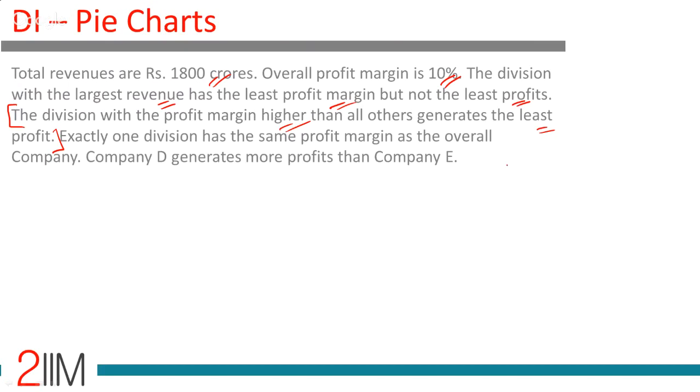That's very important. Exactly one division has the same profit margin as the overall company. Company D generates more profit than company E. And so, the bunch of data points. The most important point here is this one. The division with the profit margin higher than all others generates the least profit. That's important. That's going to be crucial somewhere. Right? Exactly one division has the same profit margin as the overall company. That is also vital. But first, let's go and look at the charts.